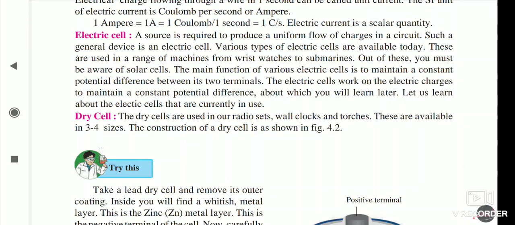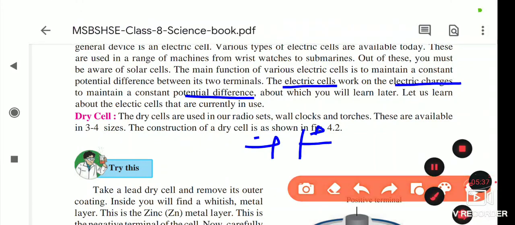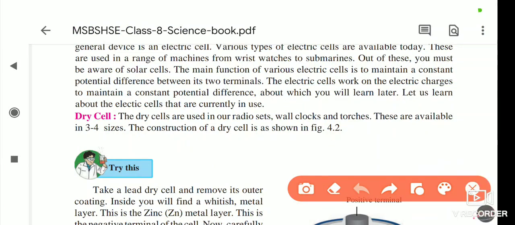Now we saw what is electric current and electric cell. Next point is the dry cell. As you know, dry cells are used in cameras, in clocks, inside torches. We are using these dry cells everywhere.